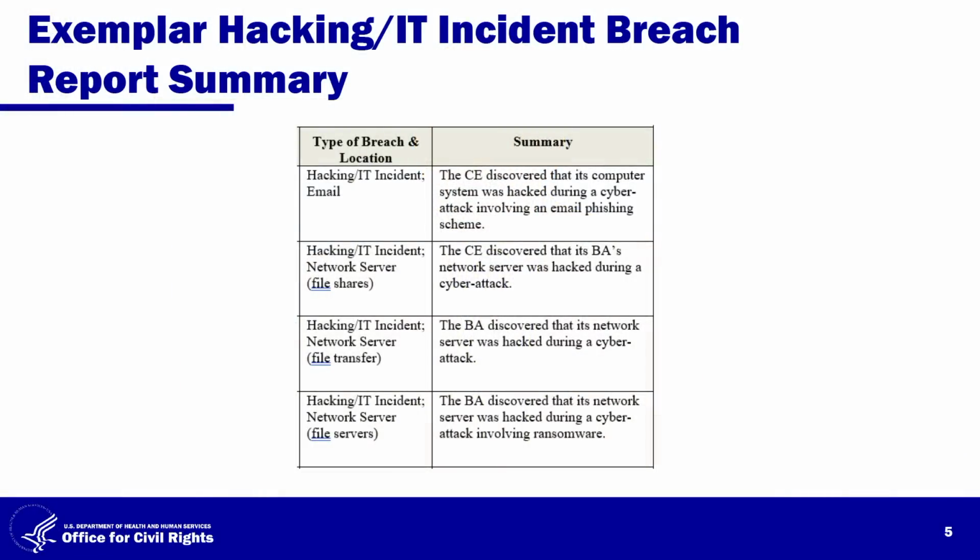Unfortunately, these lost and stolen summaries have been replaced by summaries stating that the CE discovered that its computer system was hacked during a cyber attack involving an email phishing scheme, or the BA discovered that its network server was hacked during a cyber attack involving ransomware. This slide illustrates the breach type and summary columns from emails regarding newly reported breaches.